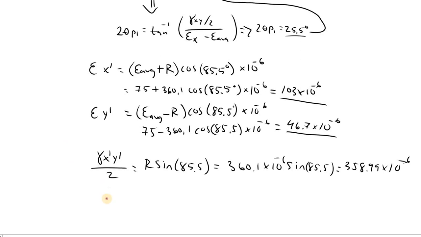If we just want to find the transformed shear strain by itself, we simply just have to times this value by 2. So we'll find that it's 780 approximately times 10 to the negative 6. And that completes this question.